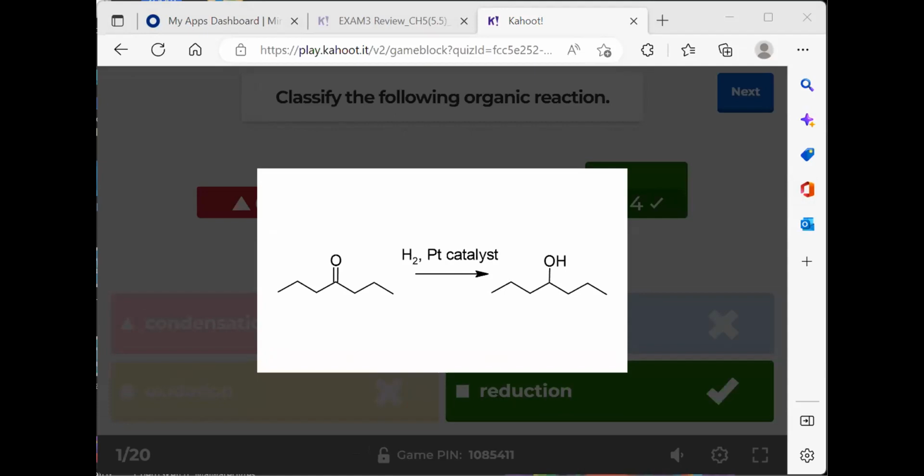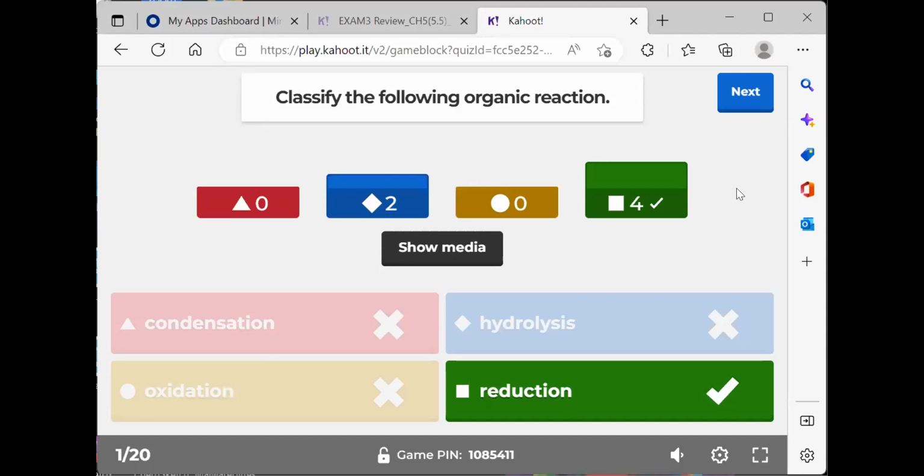We're going from ketone to what? What's the product here? Great, an alcohol, specifically a secondary alcohol. So remember, when we start with a ketone and we convert it to the secondary alcohol, that is called a reduction. Let's move on to the next question.